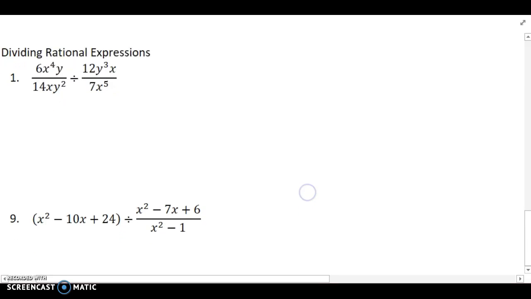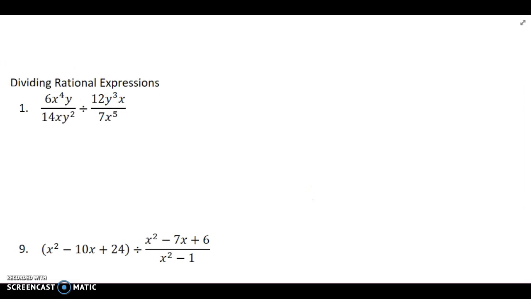All right, so we're going to be dividing here. Dividing is actually the same stuff. So for dividing, all you're going to do is keep, change, flip first.